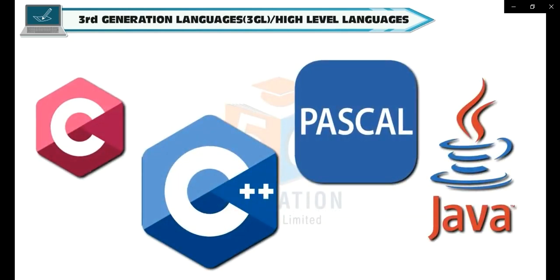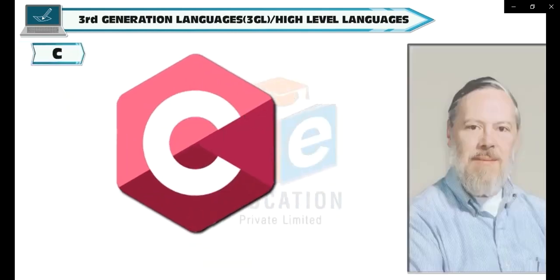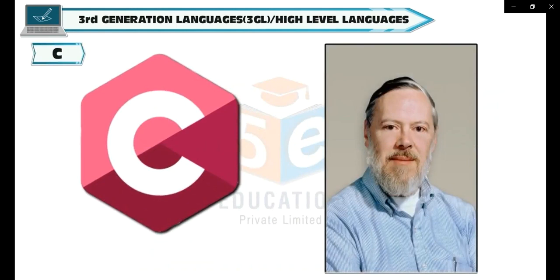Let's get familiar with some popular third generation programming languages. C. C was created by Dennis Ritchie in 1972 while he was working at Bell Laboratories. This was an upgraded version of the B programming language. The language gained popularity and commercial success over the years. Even today, C is a widely used programming language.